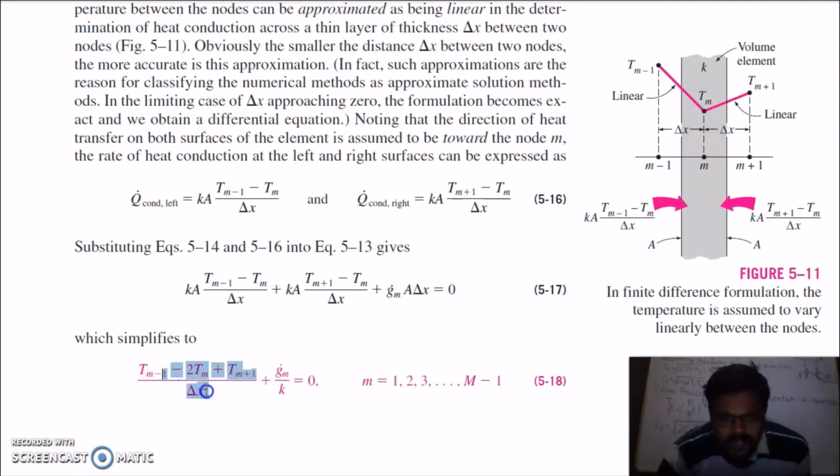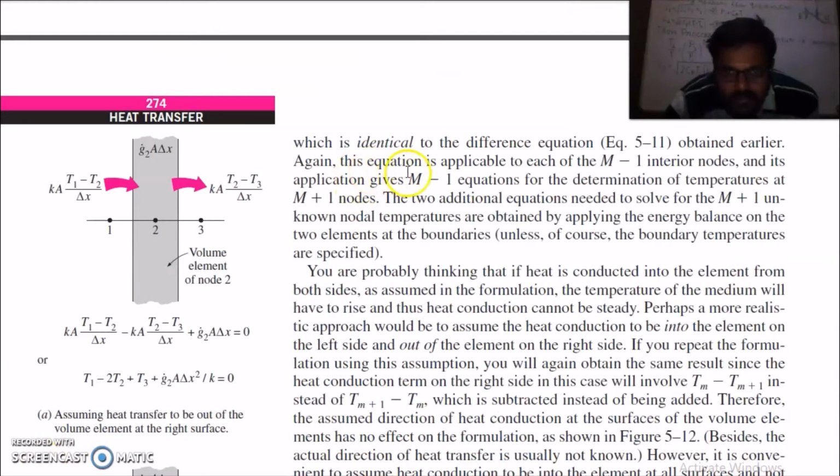Now this equation is the same as we had developed in the case of temperature. This equation is applicable to each of the m-1 interior nodes, and its application gives m-1 equations for the determination of temperatures at m+1 nodes. The two additional equations needed to solve for the m+1 unknown nodal temperatures are obtained by applying the energy balance on the two elements at the boundaries.